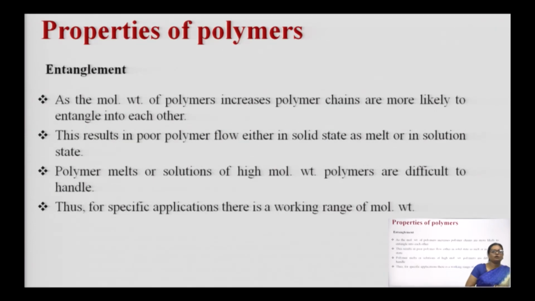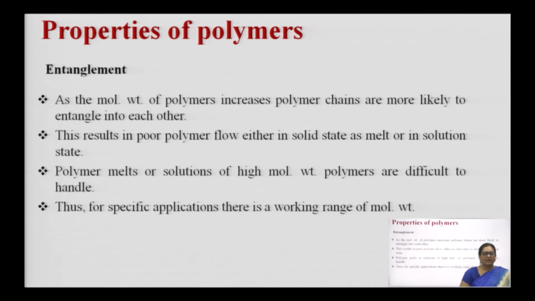The last important property is entanglement. Entanglement in Hindi, it will mean उलझना आपस में. So, as the molecular weight of the polymer increases or the polymer branching increases, the polymer chains are more likely to entangle with each other. उलझने के चांसेस ज़्यादा रहते हैं. इसीलिए the result is poor polymer flow either in solid state melt or in solution state.